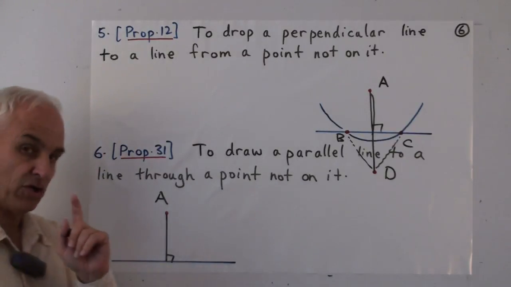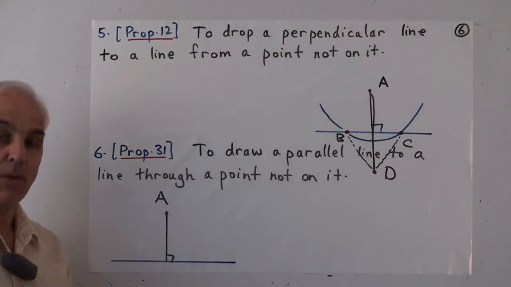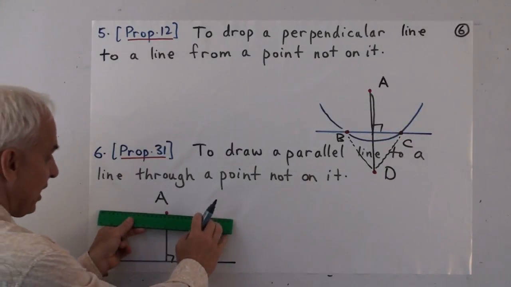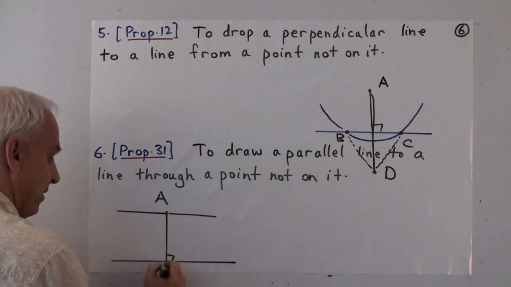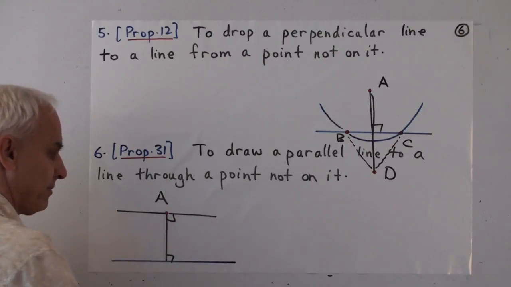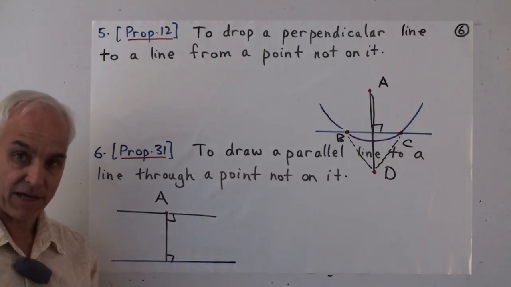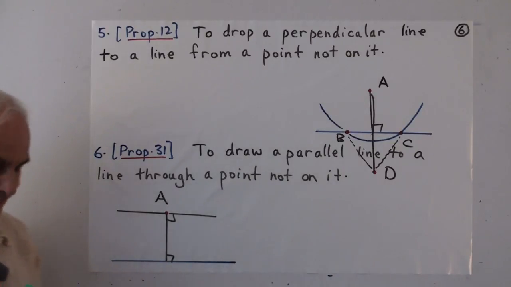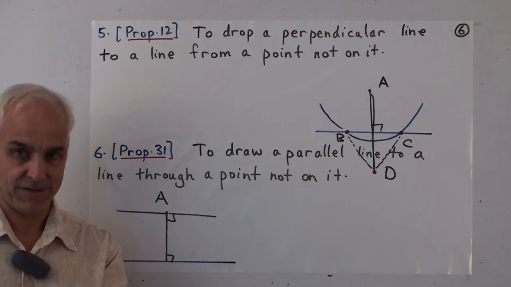All right, and now we're going to take this line with this point A on it, and we're going to raise a perpendicular to it. So I'm going to construct a line through A which is perpendicular to this existing line. That's the previous construction of raising a perpendicular from a line through a point on it. And then I want you to think about this as an alternative definition of what parallel means.